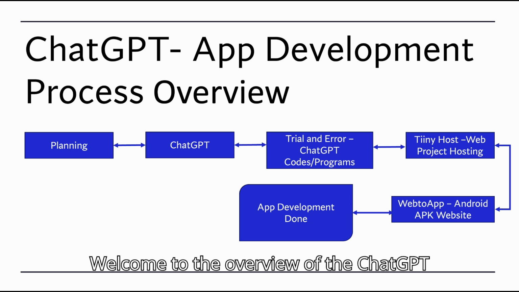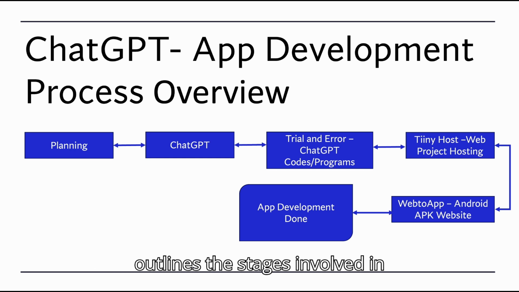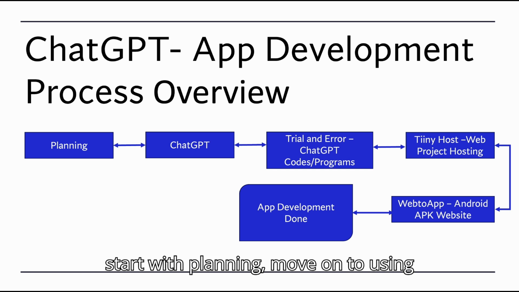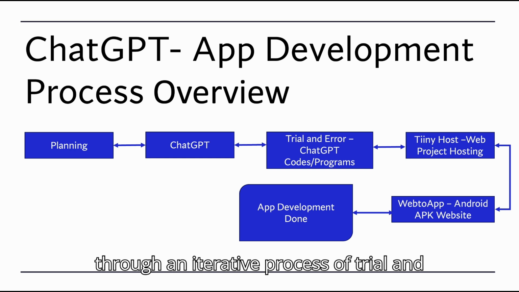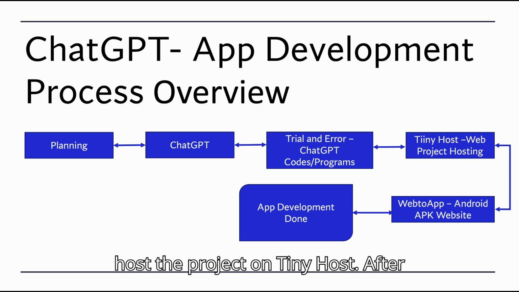Welcome to the overview of the ChatGPT app development process. This flowchart outlines the stages involved in developing an app using ChatGPT. We start with planning, move on to using ChatGPT for generating code, and go through an iterative process of trial and error. Once the code is refined, we host the project on Tiny.host.